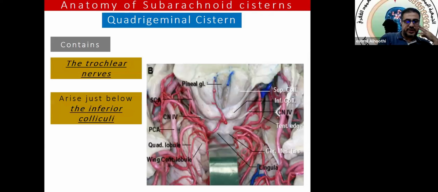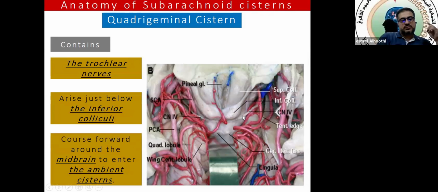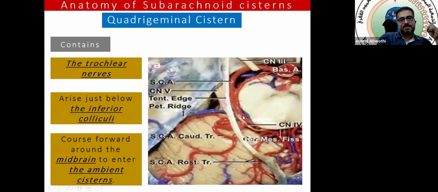Also, it contains the trochlear nerve, arising just below the inferior colliculus. As we see here, this is the superior colliculus, this is the inferior colliculus. The fourth cranial nerve, the trochlear nerve, originates just below it within the quadrigeminal cistern. Also, in this cross section, this is the trochlear nerve, originating from the dorsal midbrain and going anteriorly to the ambient cistern.